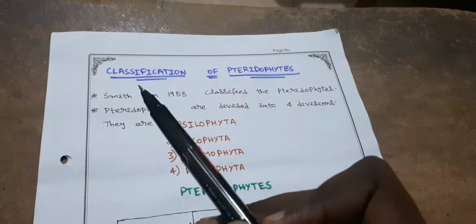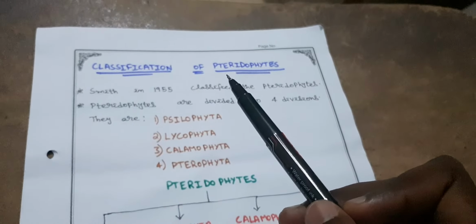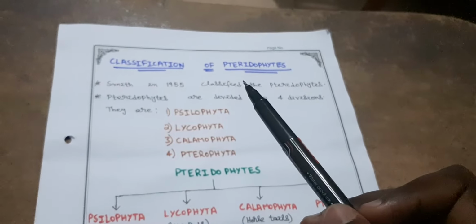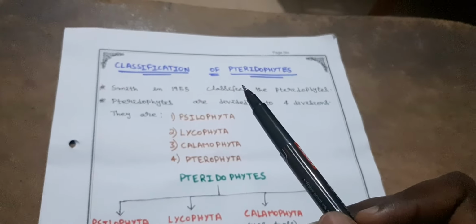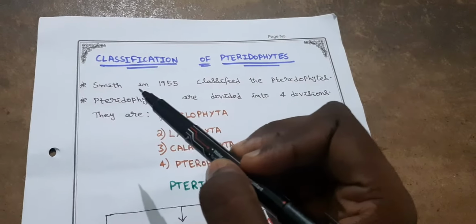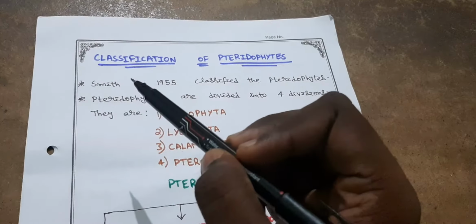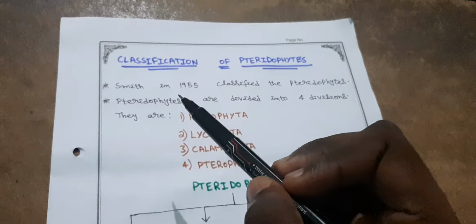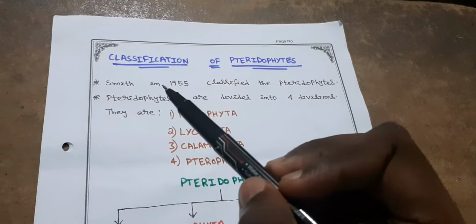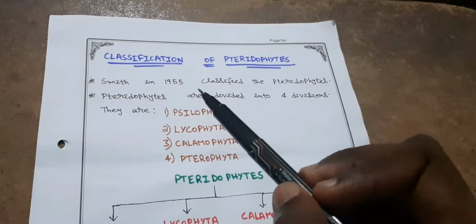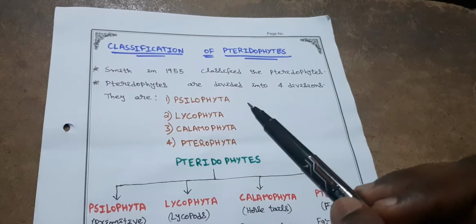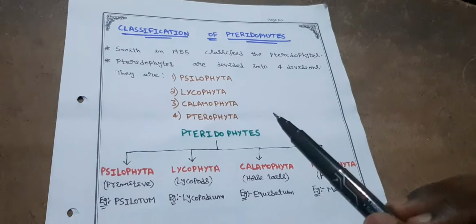Today our topic is on classification of pteridophytes. In the previous video I have done the general characteristics of pteridophytes, but now I am doing the classification of pteridophytes. Before Smith and after Smith, many scientists have given the classification of pteridophytes, but in this video we specify the Smith classification of pteridophyte. Smith in 1955 classified the pteridophytes into four divisions. They are Xylophyta, Lycophyta, Calamophyta and Pterophyta.